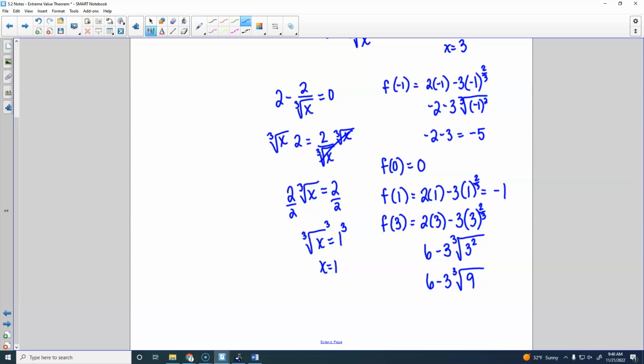Do we know the cube root of 9? We do not. We do know the cube root of 8. What's the cube root of 8? 2. So this is a little bit bigger than 2, right? So you may have this on calculator inactive sometimes. It's a little bit bigger than 2, which means 3 times this number that's a little bit bigger than 2. Are we going to get a positive or a negative answer? We're going to get a negative.